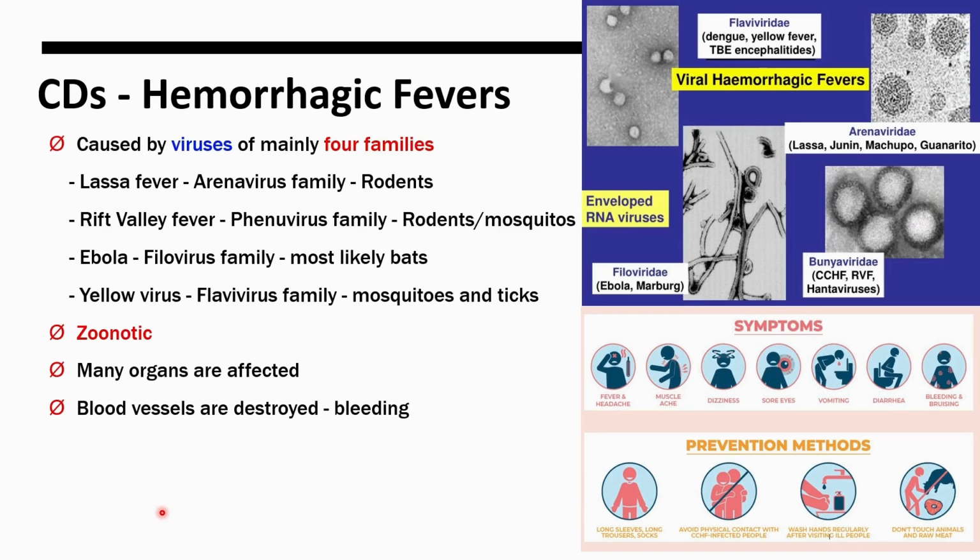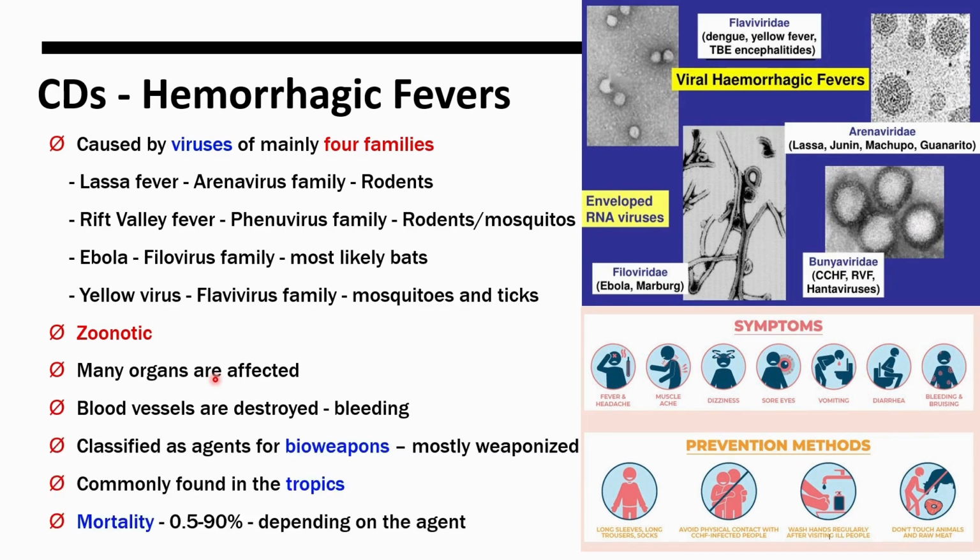The next category that we are going to talk about is the hemorrhagic fevers. Hemorrhagic fevers are fevers mainly caused by viruses like Lassa fever, Rift Valley fever, Ebola, and yellow fever, which you may have heard of. These are all zoonotic diseases. Many organs are affected by these diseases, and the main characteristic of these hemorrhagic fevers is that your blood vessels get destroyed and you start bleeding.